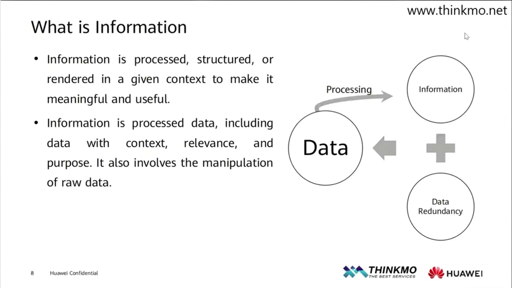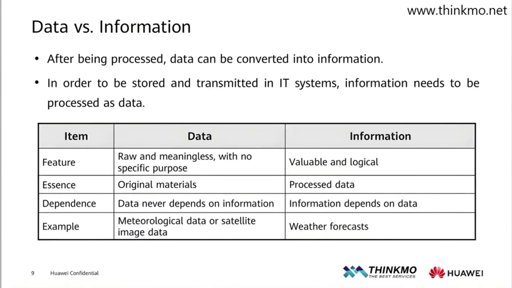Now that we know the concept of information, what's next? Let's distinguish between information and data. You must distinguish them clearly. Don't mix them up. First of all, here we divide it into four points in total: feature, essence, dependencies, and finally we can explain it through an example. To summarize briefly, information is actually a form of data after being processed. This is a simple summary. As for information, it needs to undergo a digital transformation, turning into data, before it can be stored and transmitted. This is essentially the relationship between them.